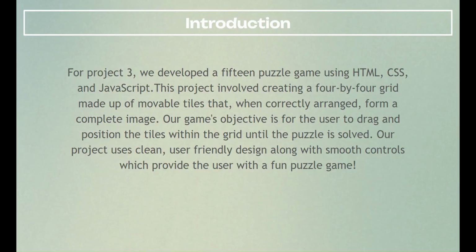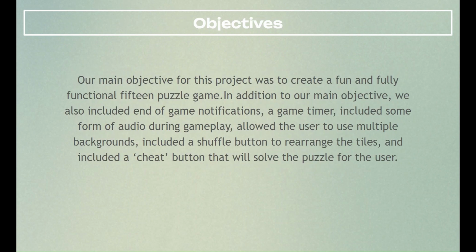For Project 3, we developed a 15 puzzle game using HTML, CSS, and JavaScript. This project involved creating a 4x4 grid made up of movable tiles that, when correctly arranged, form a complete image. Our game's objective is for the user to drag and position the tiles within the grid until the puzzle is solved. Our project uses clean, user-friendly design along with smooth controls, which provide the user with a fun puzzle game.